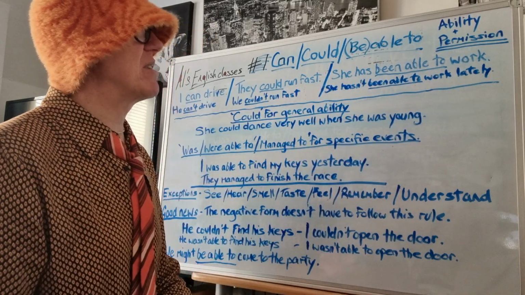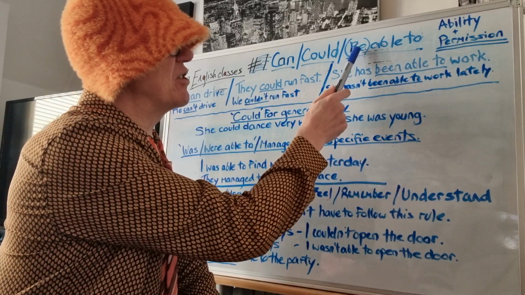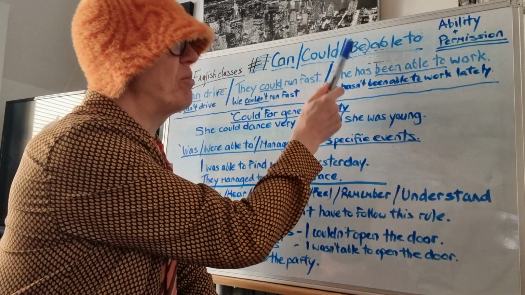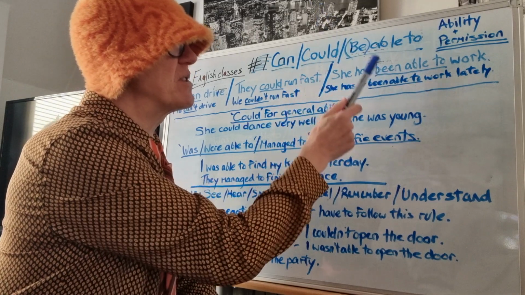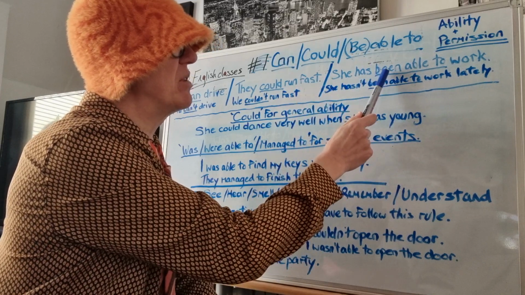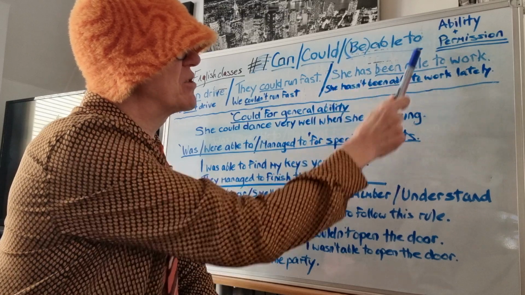This is present perfect. Now, as you see here, be is in parentheses because this could be am, is, are, was, were, or be, or been. If it's present perfect or any perfect tense, we must use the past participle. So this becomes been. She has been able to work.